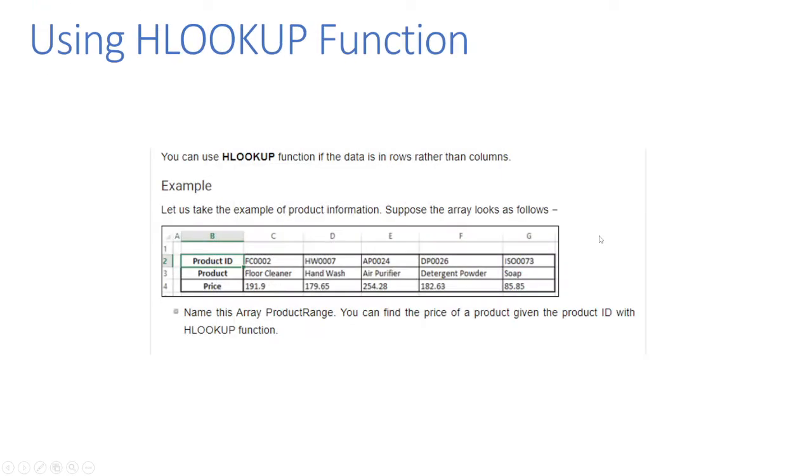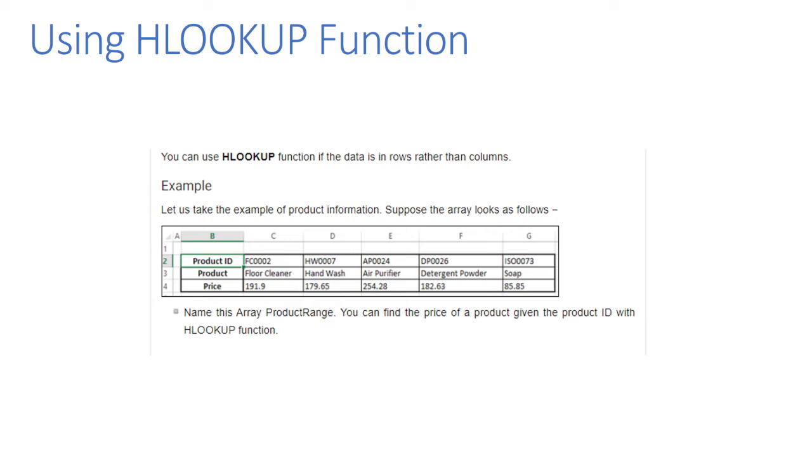Using HLOOKUP. HLOOKUP is actually similar to VLOOKUP except for the orientation of the table. So you can use the HLOOKUP function if the data is in rows rather than columns. So let us take the example of product information. Suppose the array looks as follows.